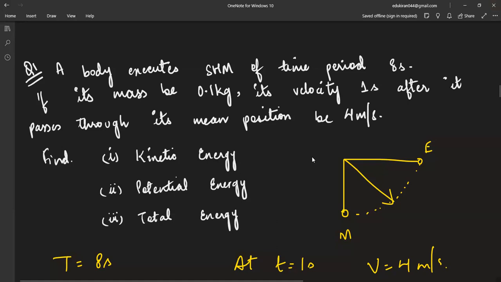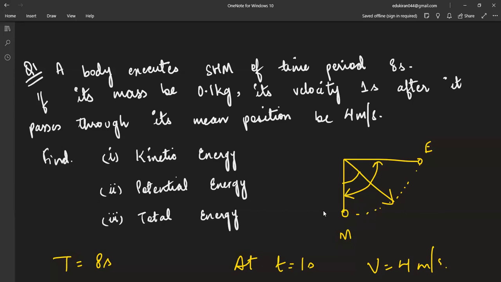Right now, after this passing, we have no information about the angle that has been made. It's a vague question. We do not have information about this entire angle. Is it 90 degrees? Has the extreme position been reached? Or has the mean position been completely crossed? We just know that it passes through the mean position.